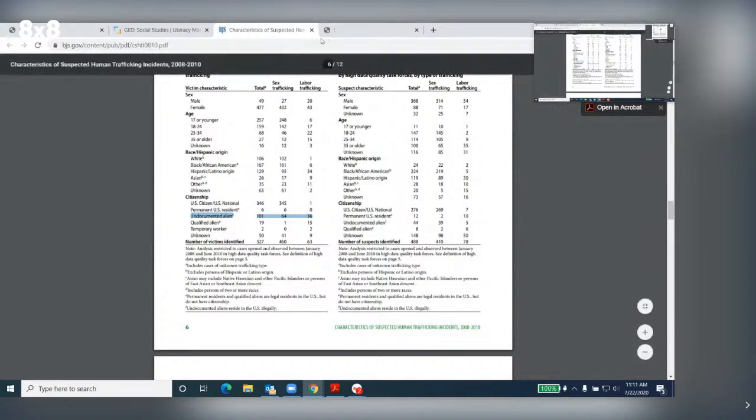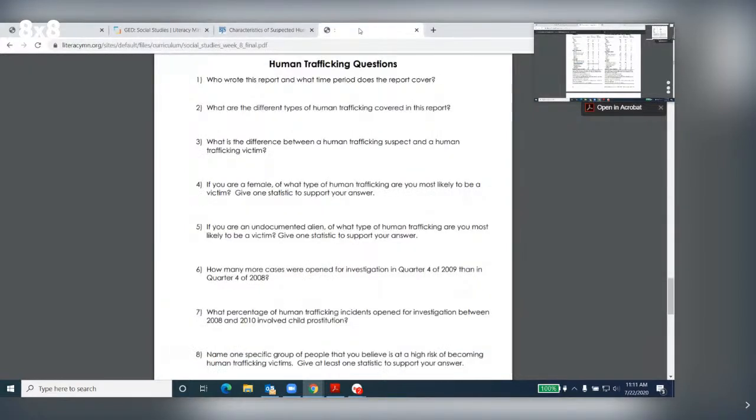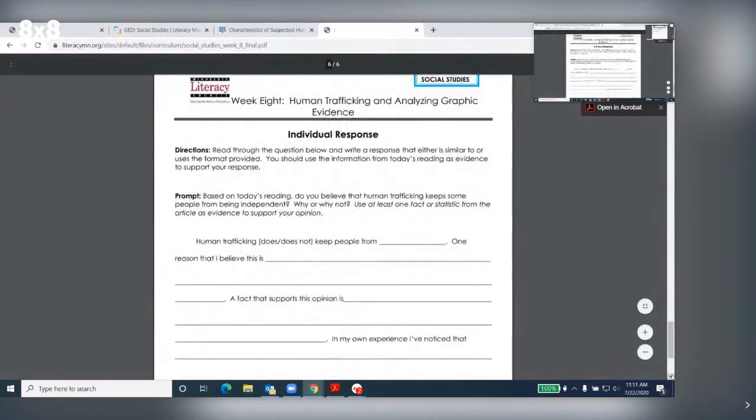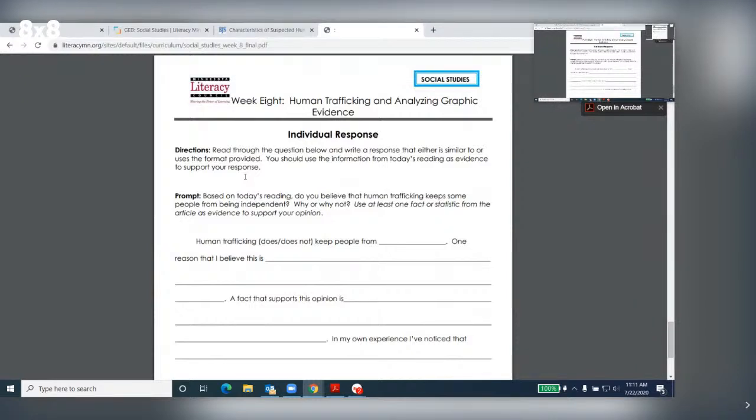And then the last thing you're going to do today is, it says read through the questions below and write in response. It's either similar or used to the form. You should use the information from today's reading as evidence. So once you're done with all this, you're going to go ahead and fill this out. It says, based on today's reading, do you believe that human trafficking keeps some people from being independent? Why or why not? Use at least one fact or statistic from the article as evidence to support your opinion.